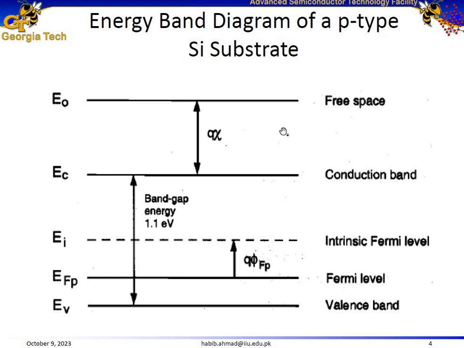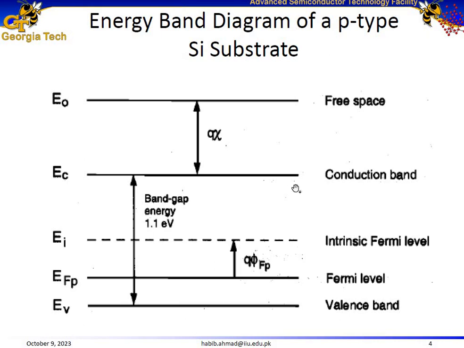Here is the energy band diagram of a metal oxide semiconductor, where E naught represents the reference level, or the vacuum level. EC is the conduction energy level. EI represents the intrinsic energy level, which for semiconductors at room temperature lies around the middle of the band gap. For example, for silicon, the energy band gap is 1.1 electron volts, so this intrinsic energy level would be around 0.55 electron volts. And then we have a valence energy level.